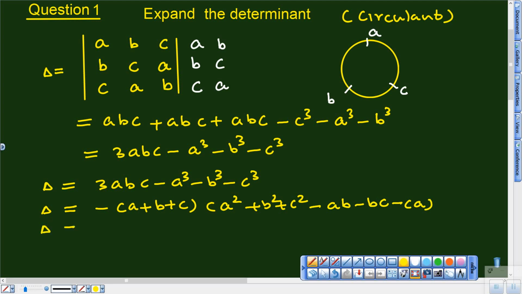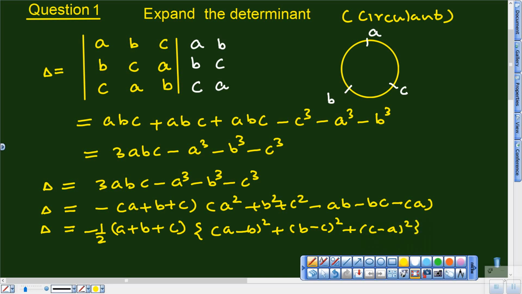The third form is the same thing written as, if I multiply this by 2 and divide by 2 as well, minus 1 by 2 times A plus B plus C, with the 1 by 2 written outside. And now the 2 which has to be multiplied can be multiplied in the second bracket, and you can see with a little thinking that the second bracket will become A minus B whole square plus B minus C whole square plus C minus A whole square. This is the third way.